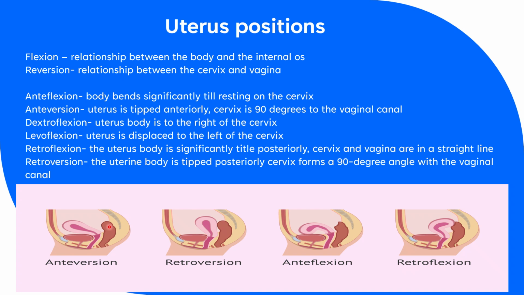Then we have retroflexion, so this is going to be behind, retro meaning behind, and flexion meaning between the body and the cervix. So we've got our cervix and we've got our body, it is going behind. And then we have retroversion, where it would be more drastic than this, but they would be at a 90-degree angle between the vaginal canal and the cervix.